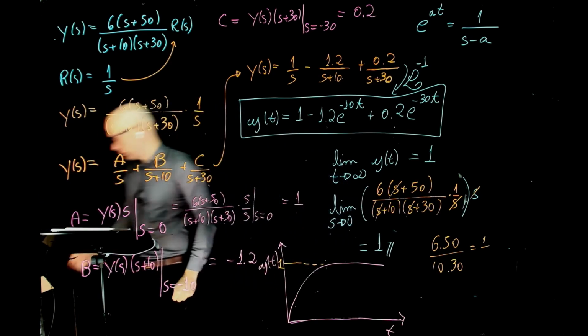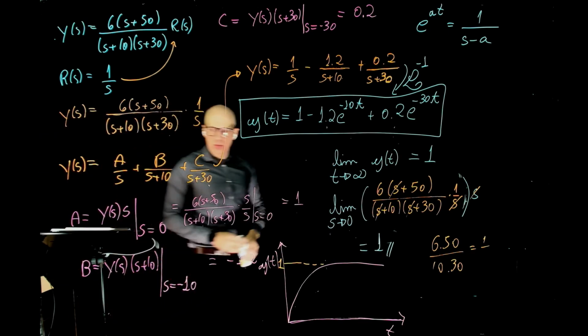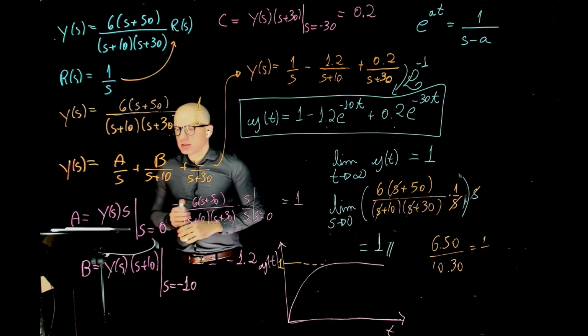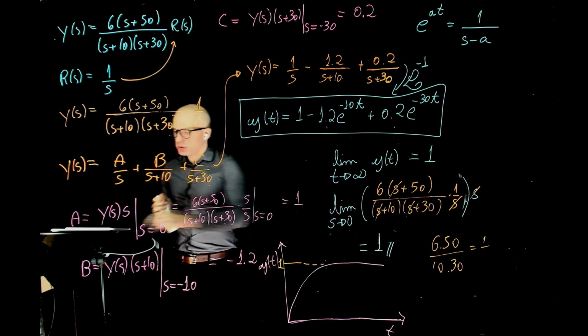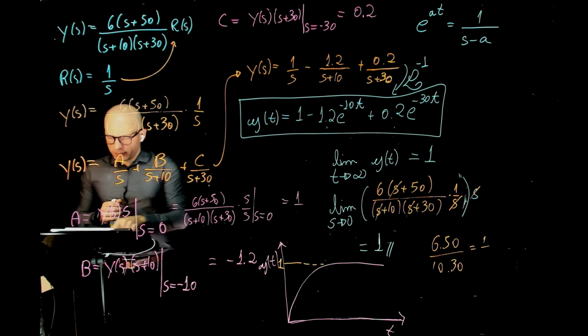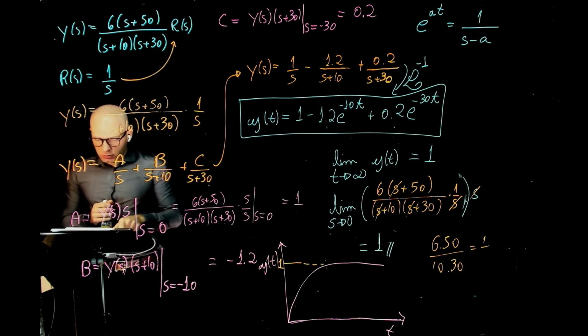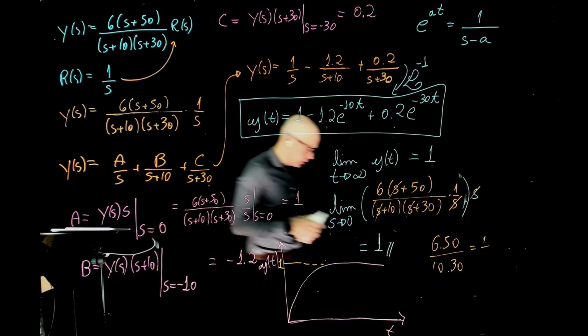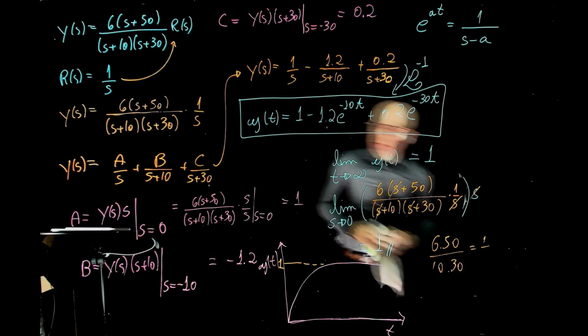I might have just missed when you said this, but how did we find out that R(s) is 1 over s? R(s) is 1 over s because it's given as a step input. So it says on the problem that r(t) is equal to 1. Right, so let me go back there. So it says in the above under the equation, if the input r(t) is equal to 1. Okay, thank you. Any other questions?